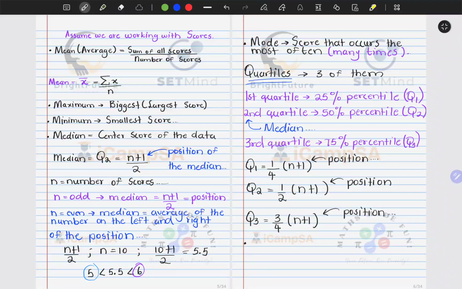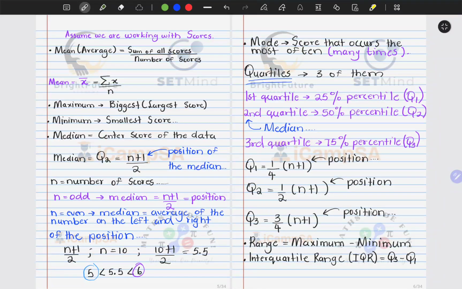Let's have a look at another important term, which is called range. When you're looking at range, it's very simple. It will just be your maximum minus your minimum. Meaning after rearranging your data, you just take the maximum and you minus the minimum when they're looking for your range. Then we have something that we call interquartile range. Interquartile range is also known as IQR, and that is Q3 minus Q1.